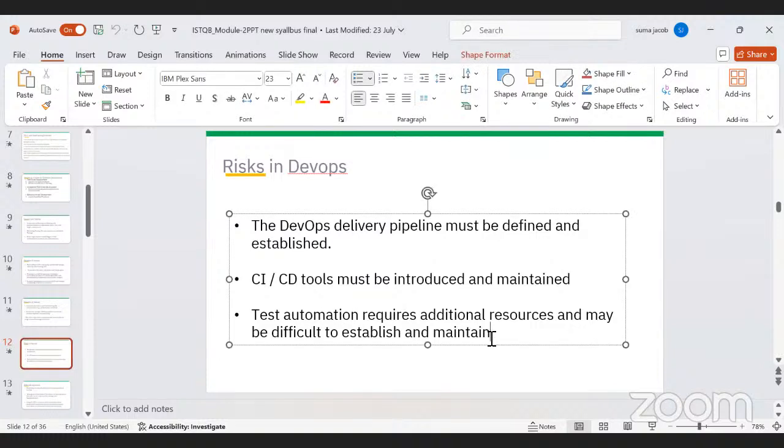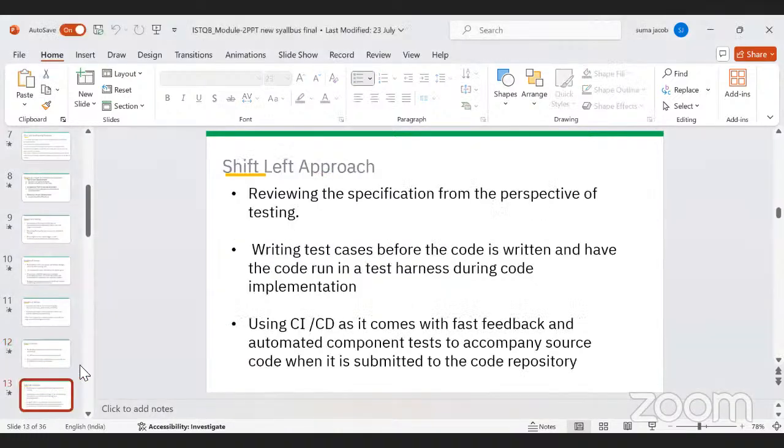So, if we have to implement DevOps in test automation scripts, there should be resources who are good at writing the test automation scripts. So, these are different risks which are associated with DevOps. Yeah, so there is DevOps, its benefits as well as the different risks associated with DevOps.